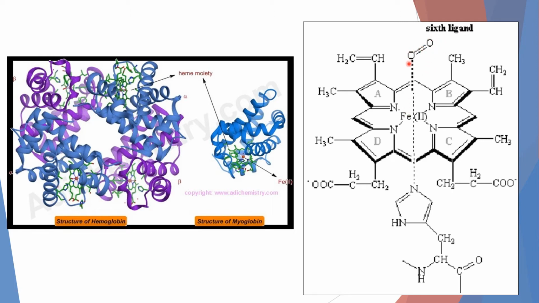But mainly on the 6th site there is oxygen binding taking place, as it helps hemoglobin to transport oxygen throughout the body. So this is the simple structure of myoglobin. The centrally present iron atom has 6 valency. The 4 are satisfied by nitrogen atoms, the 5th is occupied by histidine, and the 6th site is free, which is mostly bound by molecular oxygen. So this is the simple structure of myoglobin and hemoglobin.